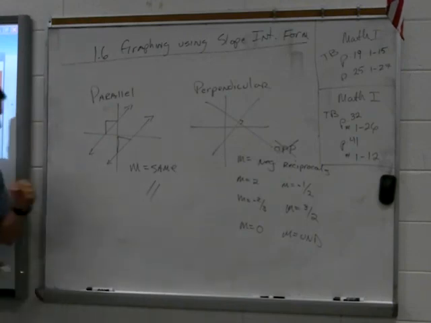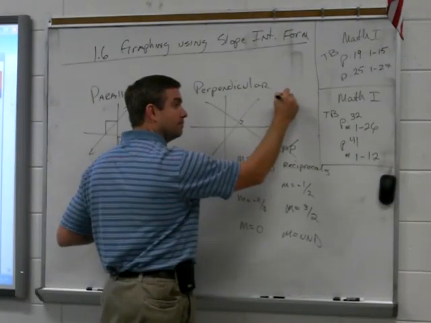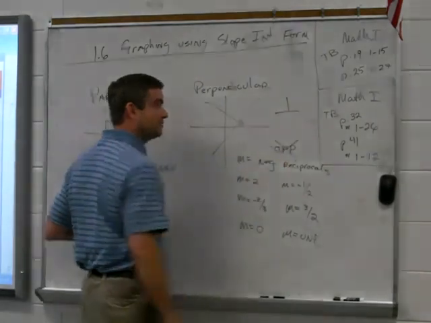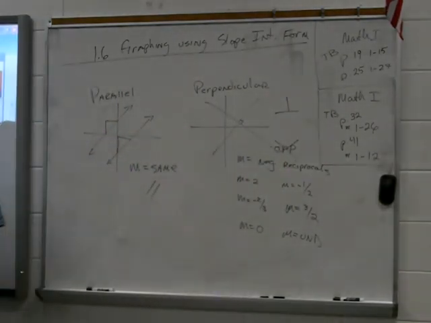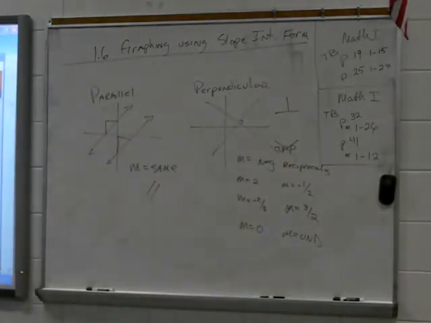What's the symbol? Excellent question. What is the symbol? Like a T, but upside down. The symbol for perpendicular is an upside down T. Great question.